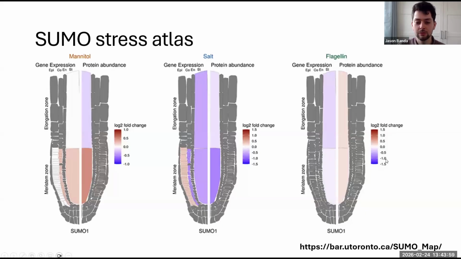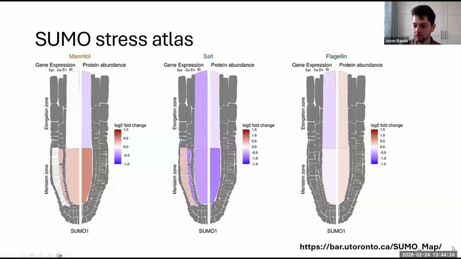I'm afraid we had 32 lines. We couldn't do all the stresses. So we just focused on mannitol as a sort of osmotic stress. Then we took ionic stress using salt. And we also had a pathogen stress by using flagellin. And you can see the variation that actually creates. So I'm going to pick up one example specifically about this.